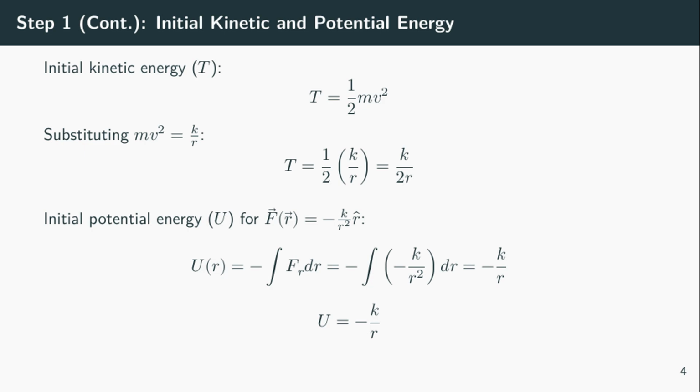Now for the initial potential energy U. For the force field, F vector of r vector equals minus k over r squared r hat, the potential energy U of r is given by the negative integral of the radial component of the force with respect to r. That's minus the integral of minus k over r squared dr. When you perform that integration, you get minus k over r. So the initial potential energy U is minus k over r.